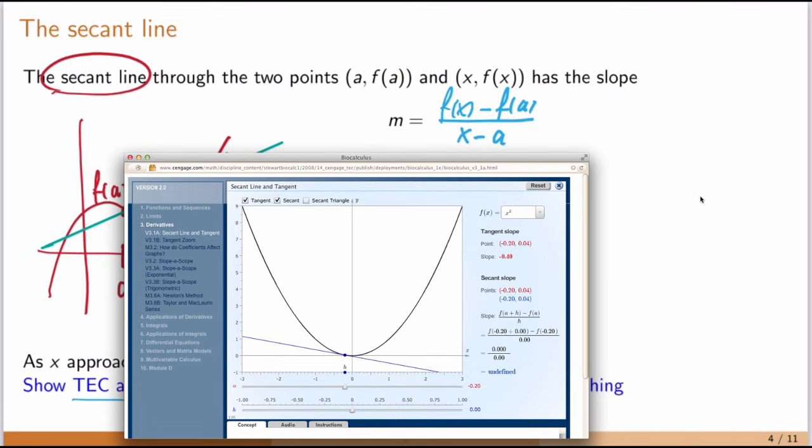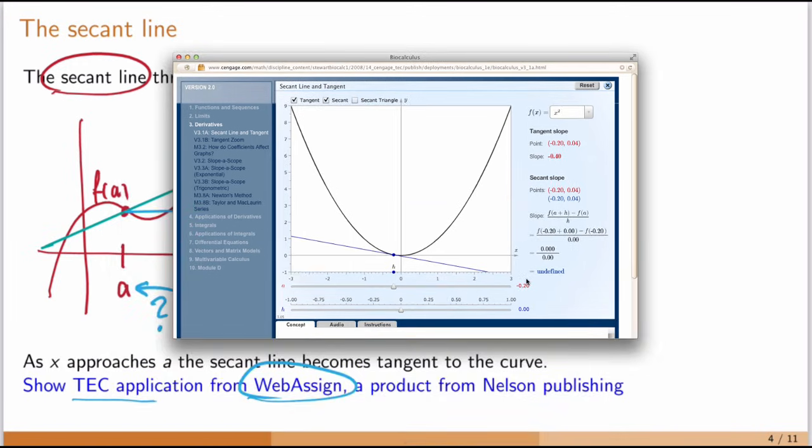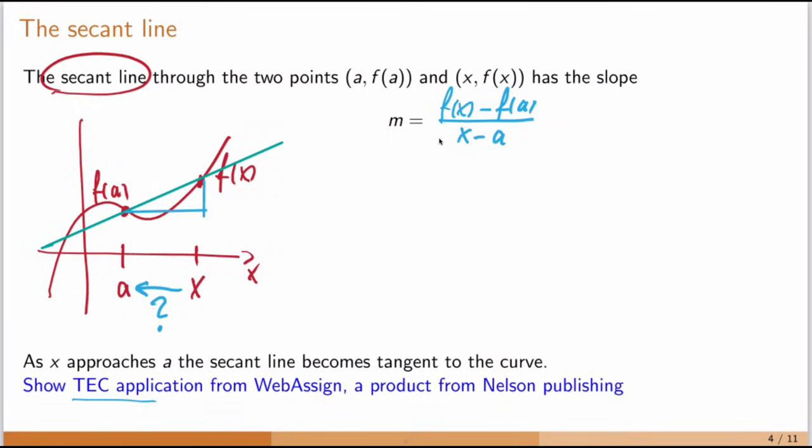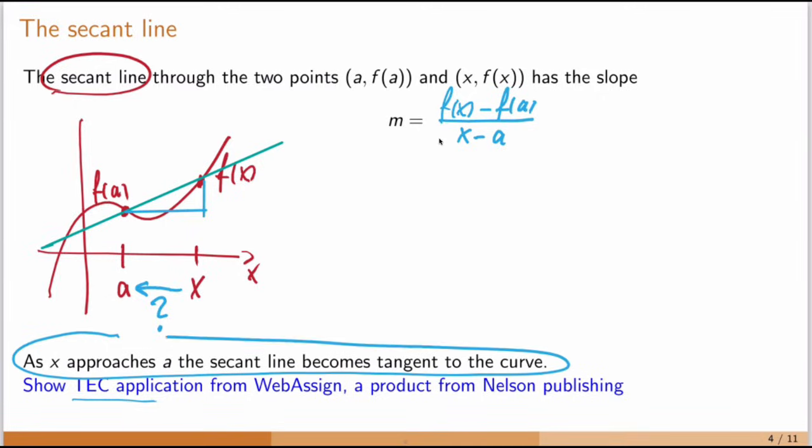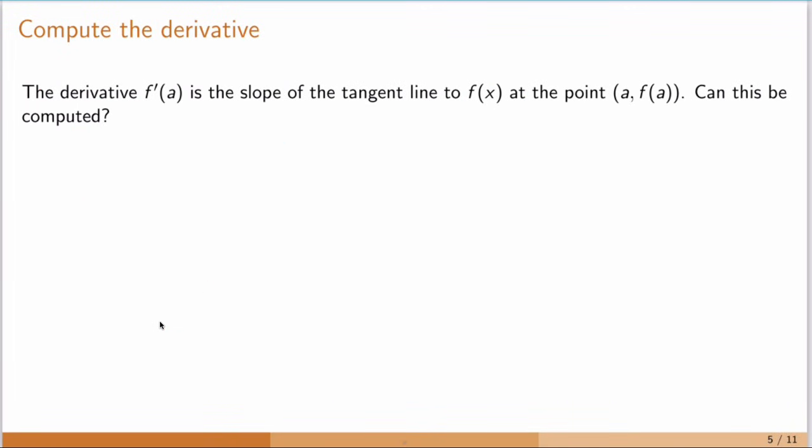This gives us hope. So it might be possible actually to make use of this limit. This limit is nothing scary. It seems to be something very, very natural. So we learn from this that as x approaches a, the secant line becomes a tangent line to the curve. The derivative f prime at a is the slope of the tangent line to f at the point a, f of a. Can this be computed? And the answer is of course yes.